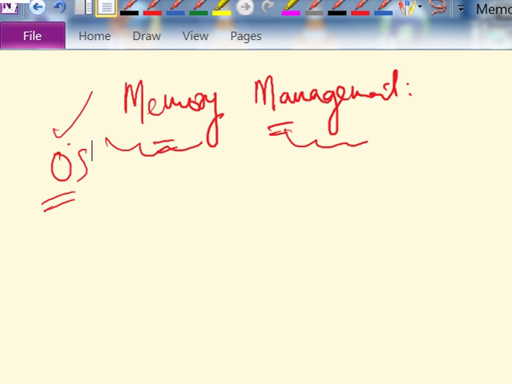So that's why we have software, a manager, the operating system, and the operating system manages our memory as well, right? Why do we need memory? Can anybody tell me why we need memory?